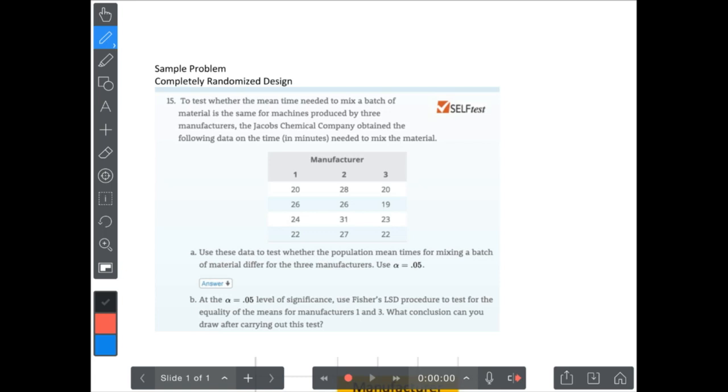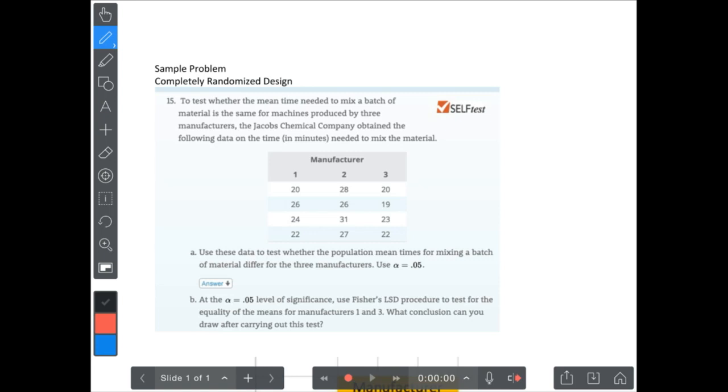So essentially you have three different machines, and the question is, do these machines operate at the same rate, or are these machines different? In other words, is the mean time to mix a batch of product the same or does it differ among the three machines? So we're going to do this particular test. The data that we have is that we took 4 random samples, one sample for each machine, and then we measured the time it took to mix the batches, and we have the sample data that we see in front of us. The sample data shows for batch number 1, 20 minutes, 26 minutes, 24 minutes, 22 minutes, and so on.